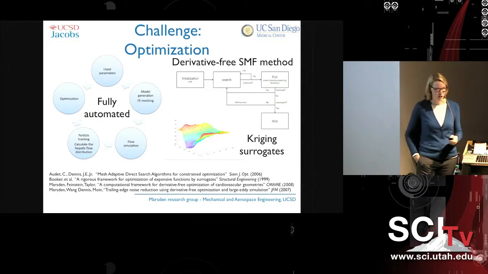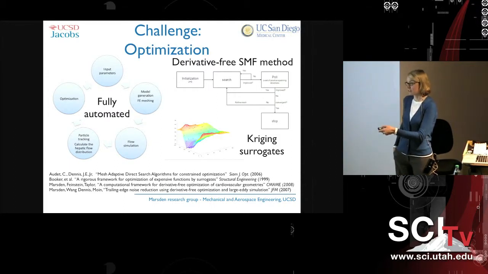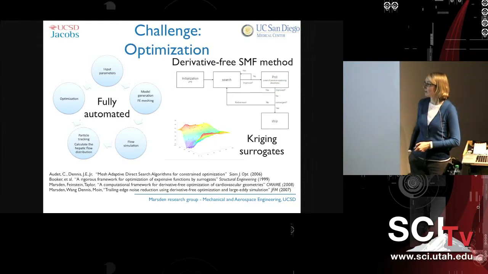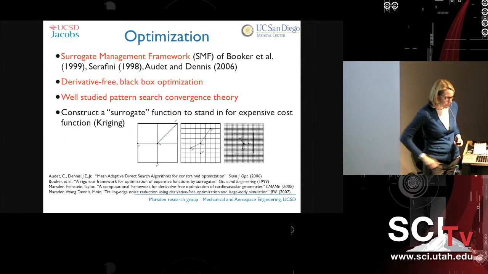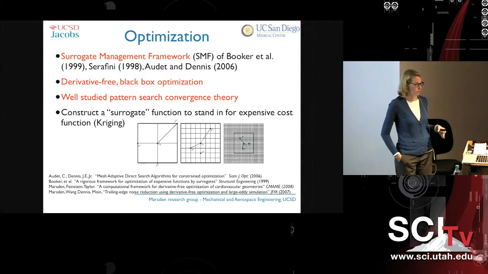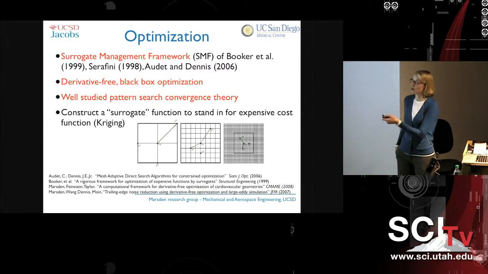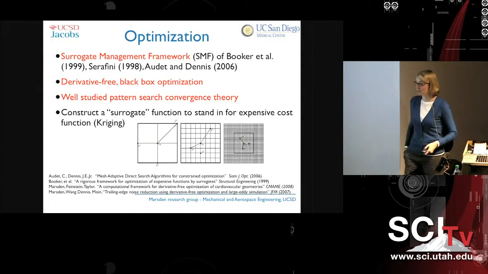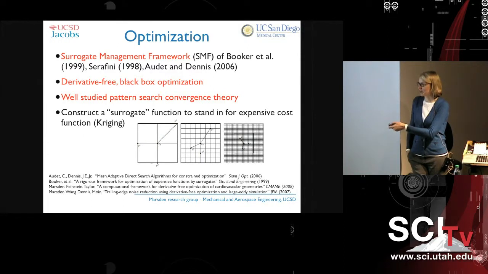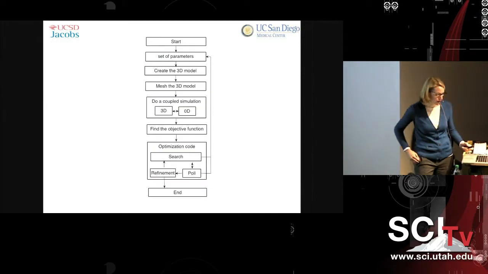We're using a derivative-free optimization method called the surrogate management framework. It uses Kriging surrogate functions to improve efficiency, and basically consists of a search step and a poll step. There's quite a bit of convergence theory on this algorithm. It's one of the only derivative-free optimization methods that has an extensive convergence theory associated with it. But we are able to treat our function as a black box. And this is just an example of the mesh refinement that goes with the polling step. I'm not going to go into these details, but there are a number of papers here. I'm happy to talk about that afterwards.